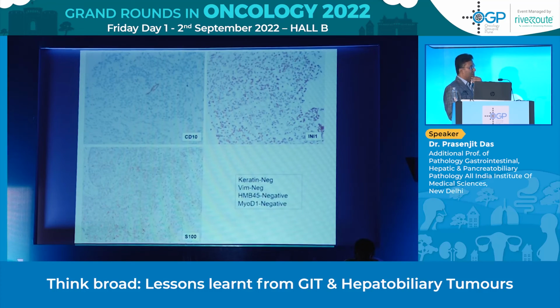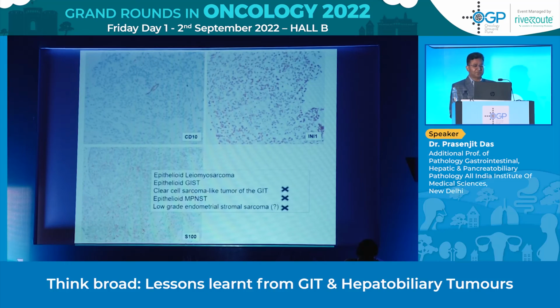Being undifferentiated, it is not exactly undifferentiated. We still did INI1, which was retained. S100 stain was negative. Keratin was negative. Vimentin negative. Because we considered clear cell tumor, HMB45 we did, negative. And S100 was also negative, I mentioned. MyoD1 was also negative.